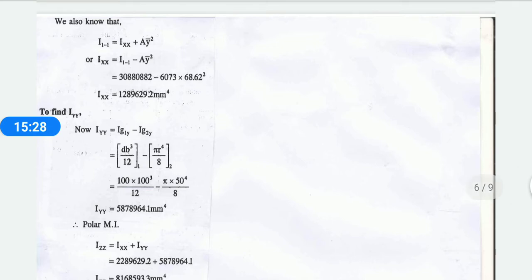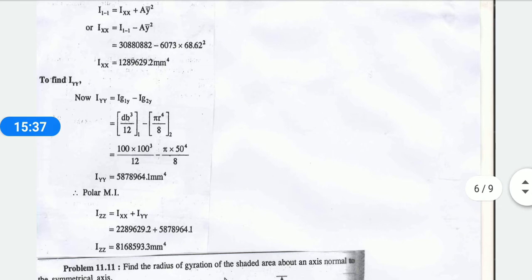I of yy is equal to I of g1 of y, that is the first component, minus, since the semicircle part is to be deducted, I of gy of the second component. The formula for I of gy is equal to db cube divided by 12. If you do it in the table also, it will give you the same value. For the semicircle, the formula is pi r power 4 divided by 8. Substitute the value and get your Iyy. This is a simple method to get your Iyy.